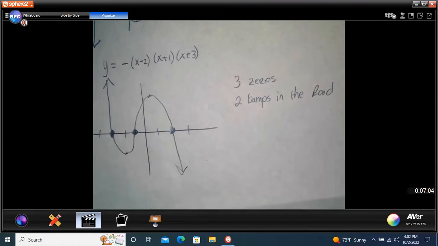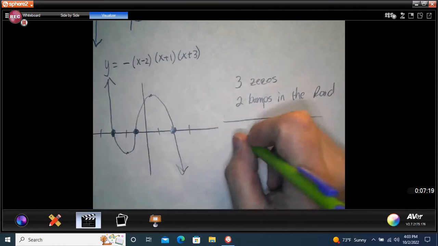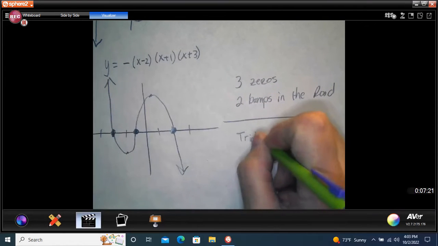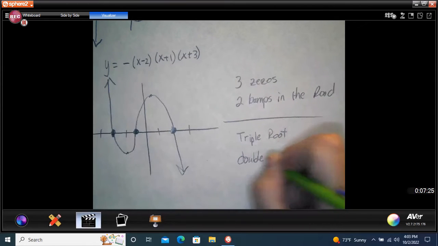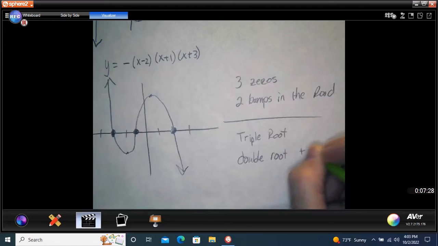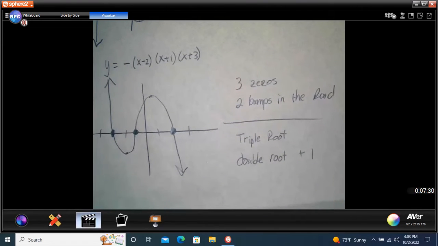Unless, remember the fundamental theorem of algebra. The fundamental theorem of algebra says any cubic equation is going to have 3 zeros. But you can also have what we call a triple root, or you can have a double root plus 1. So if you have a double root plus 1, that's 3 zeros. If you have a triple root, that's 3 zeros.